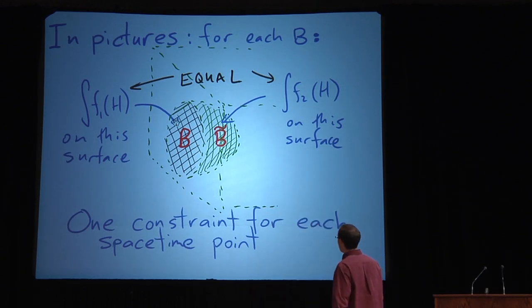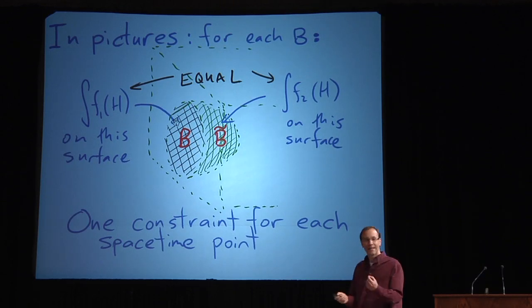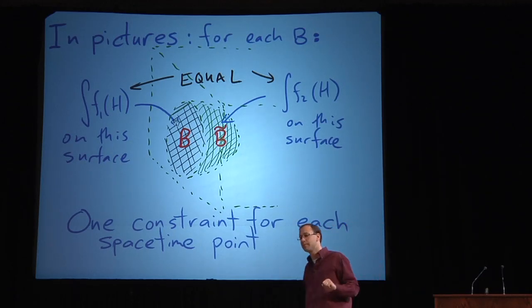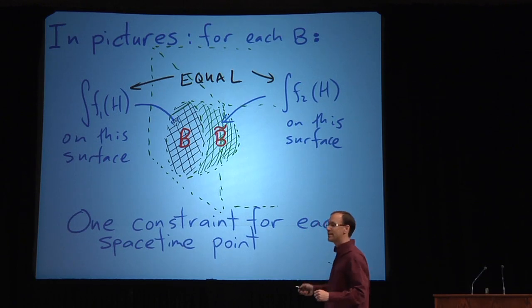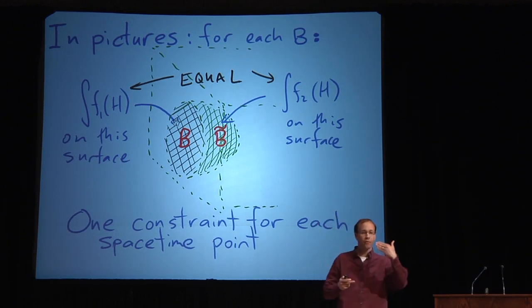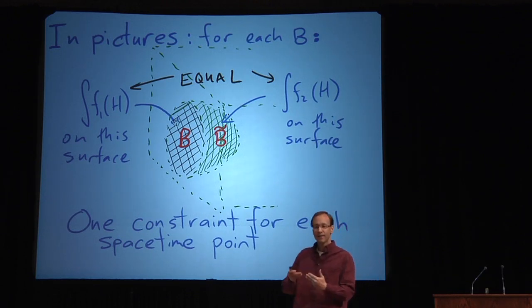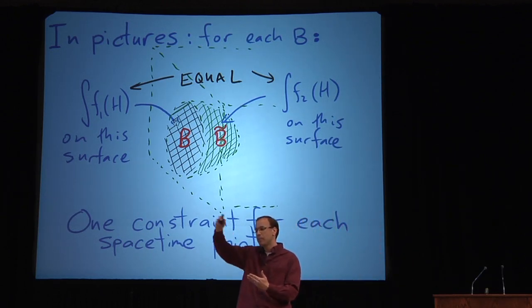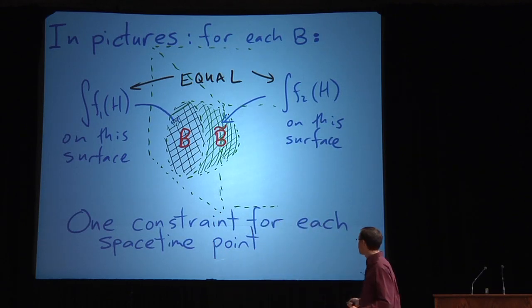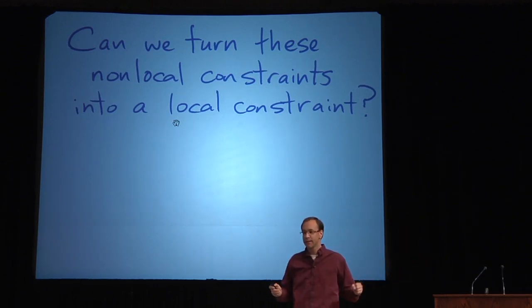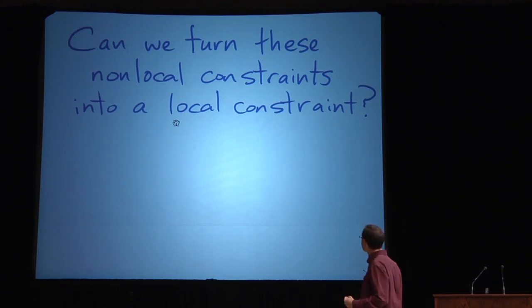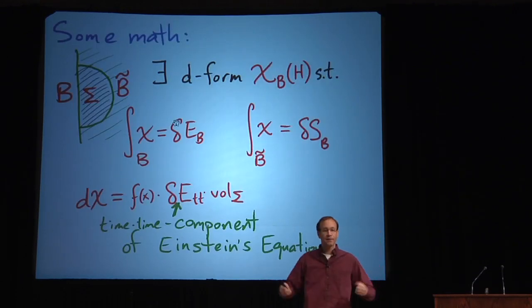Now, interestingly, if we make an identification between our choice of ball here and the point at the tip of that surface where the surface reaches furthest into the bulk, what we see is that there's a one-to-one correspondence between the choice of ball and points in the space-time. And since we have one constraint for every ball, another way to say that is we have one kind of non-local constraint for every point in space-time. And that motivates the question, can we actually turn that set of non-local constraints into one local equation? And the answer turns out to be yes.